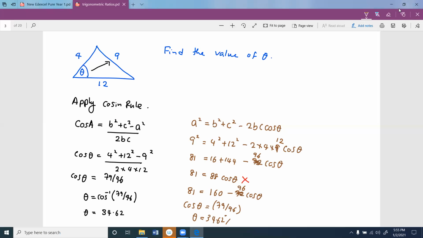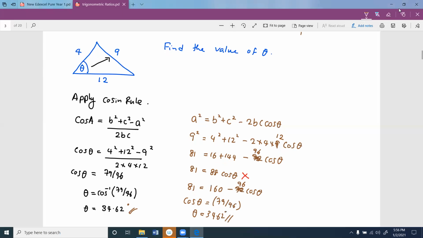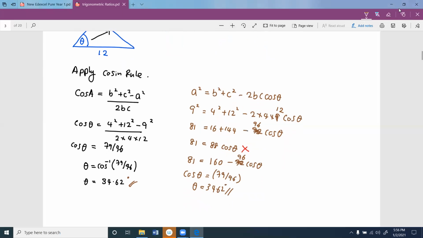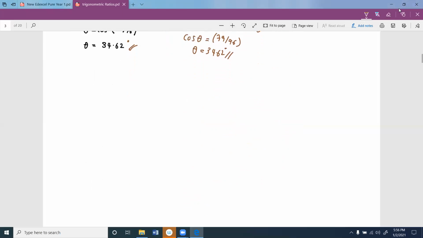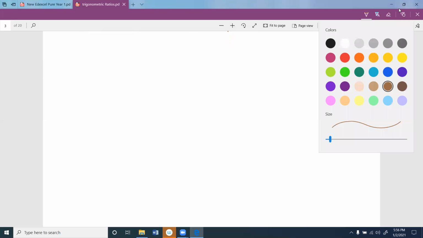34.62. That's the answer we need to get right. Okay. That's a way of doing this kind of question. Right. Okay. So that is how to find the angle using the cosine rule. The basic thing is that you have to understand how to identify the proper A, B, and C, the other two sides. So it just makes a big impact. But you need to work it out, right?